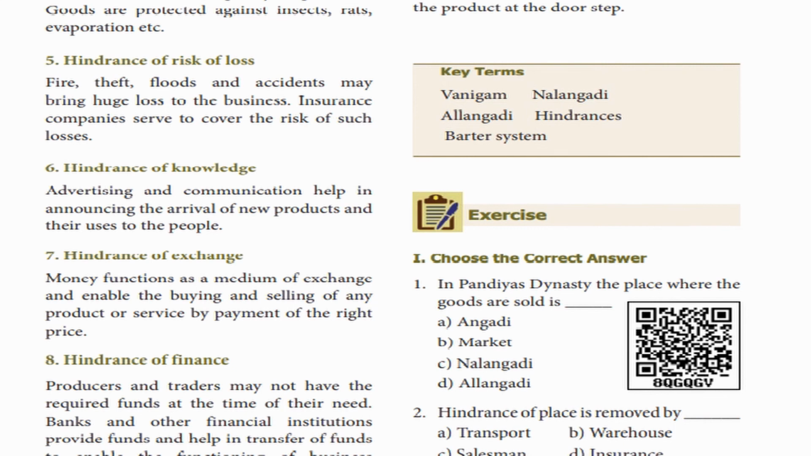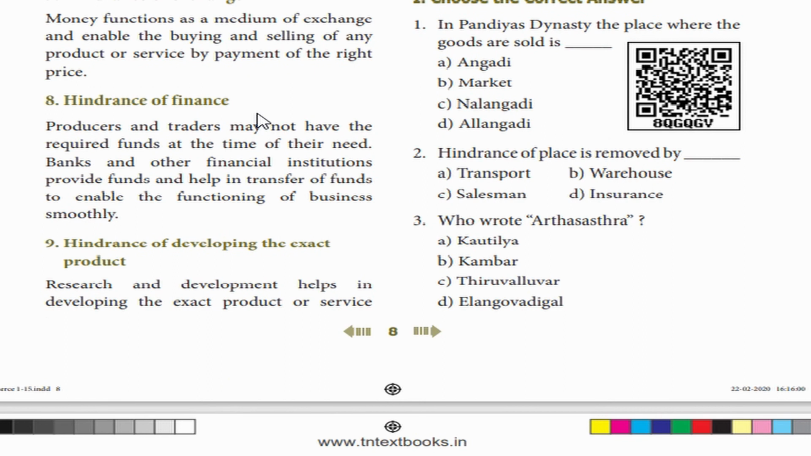Money functions as a medium of exchange and enables the buyers and sellers of the product or services by payment of the right price. So in hindrance of exchange, money is the medium of exchange. It enables the buyers and sellers of any products or services by the payment of the product at the right time. Okay, at the right time we can make the payment.